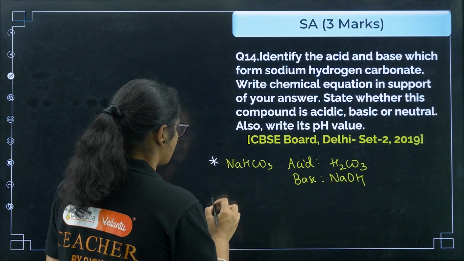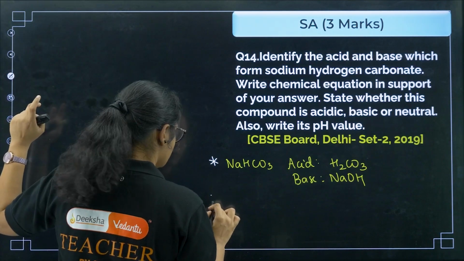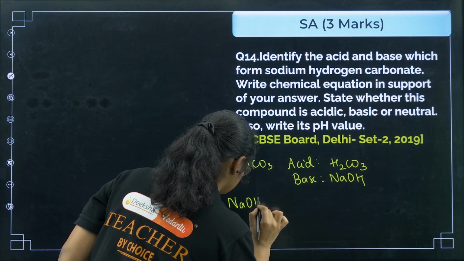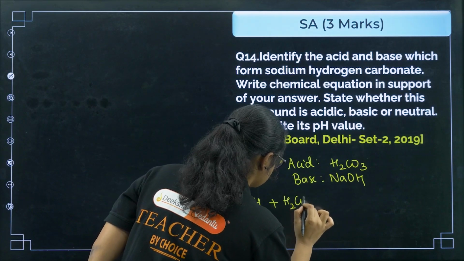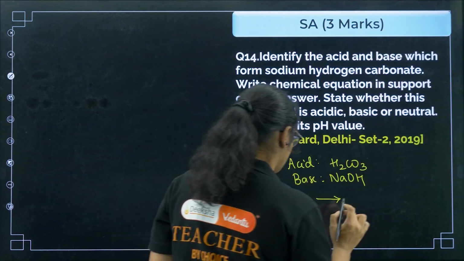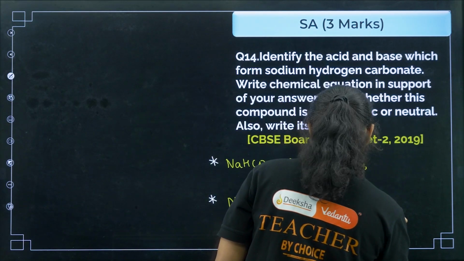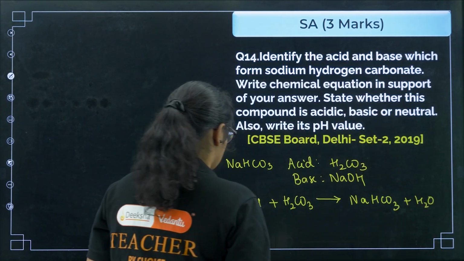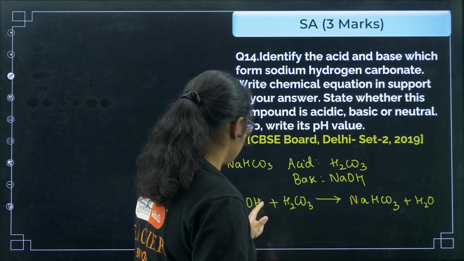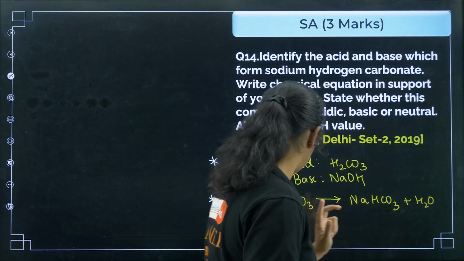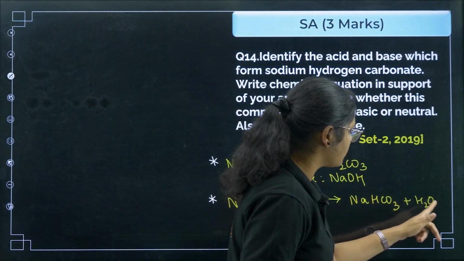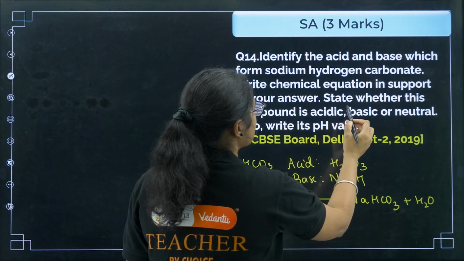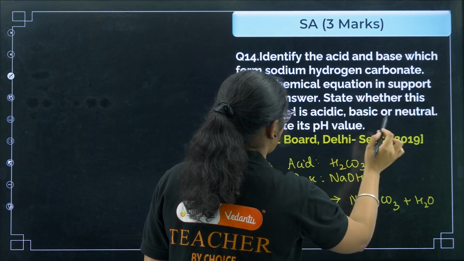Next, write the chemical equation in support of your answer. So you can write the chemical reaction, meaning how this salt is formed. NaOH plus H2CO3 gives NaHCO3 plus H2O. Now for balancing, you can see 1 sodium, then we have 3 hydrogens, oxygen we have 4 and 4, then you have 1 carbon and 1 carbon, right? This is also done.